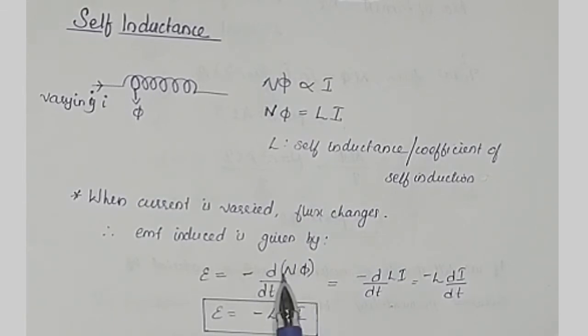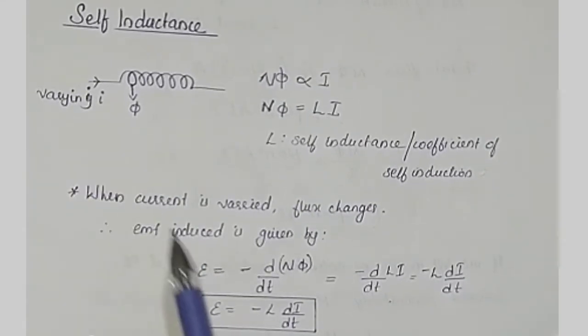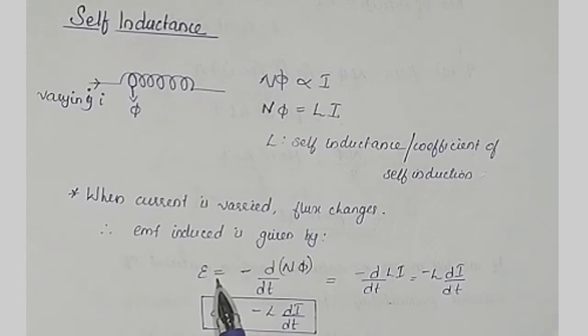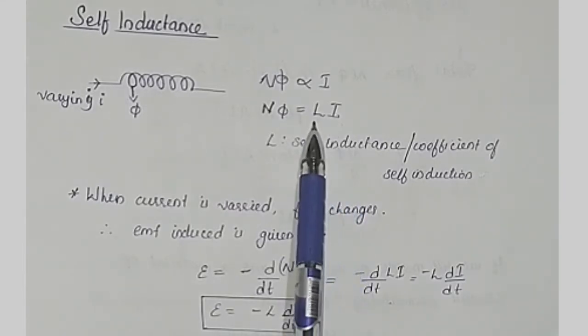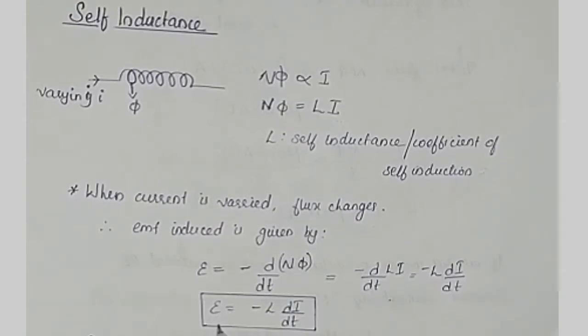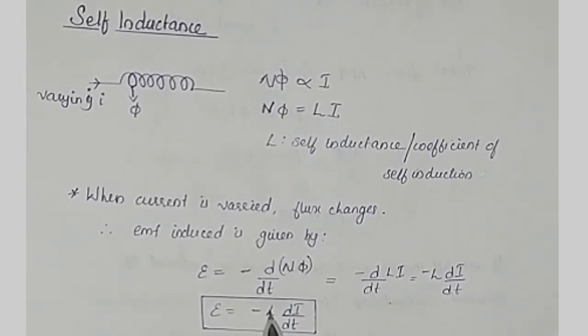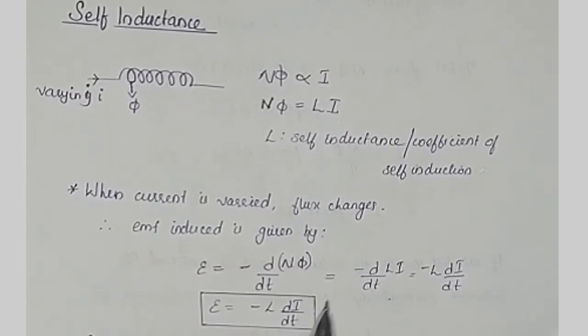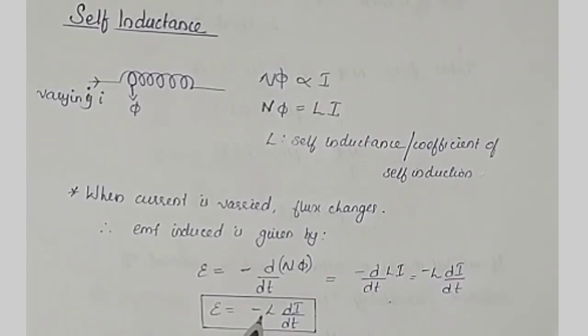The total flux through this coil is N phi, and it is varying as we vary this current. Therefore, the EMF induced here can be written as minus d by dt of N phi, and we know that N phi is given by the expression LI. By substituting that, we get the induced EMF to be minus L di by dt. So the induced EMF through self-inductance is obtained as E is equal to minus L di by dt.